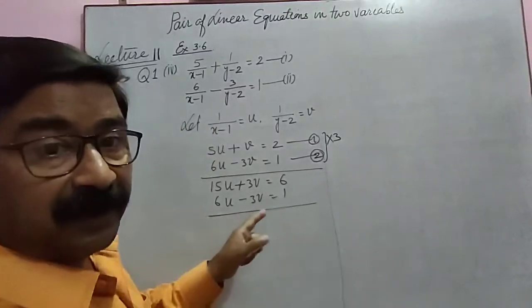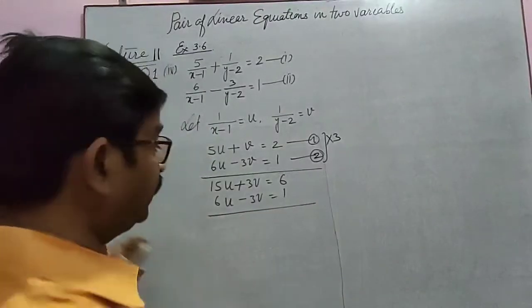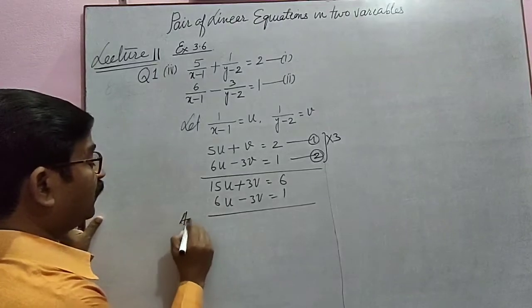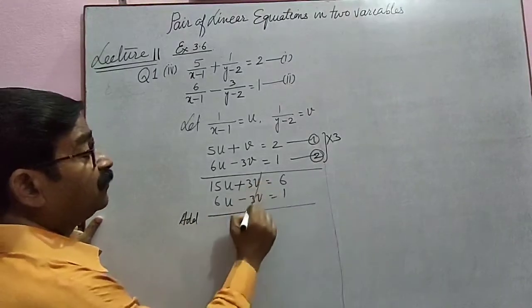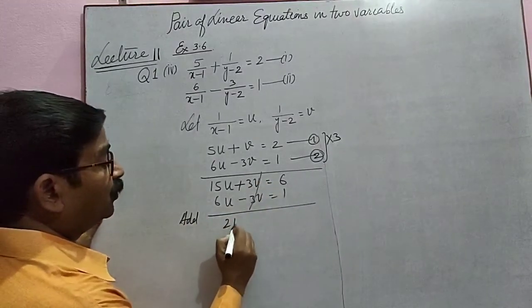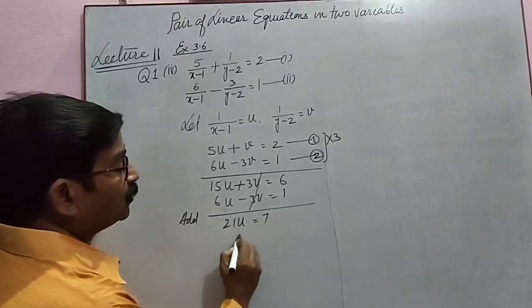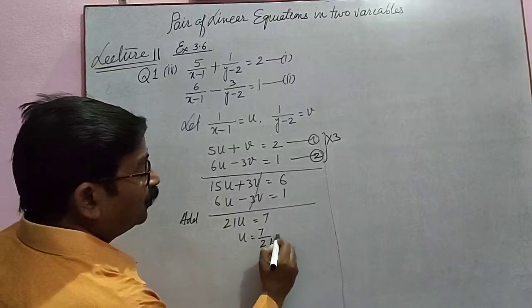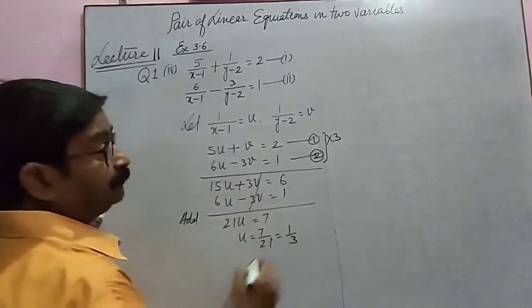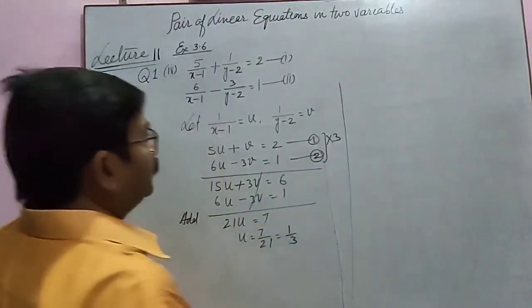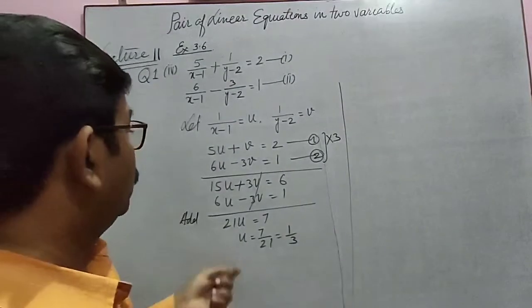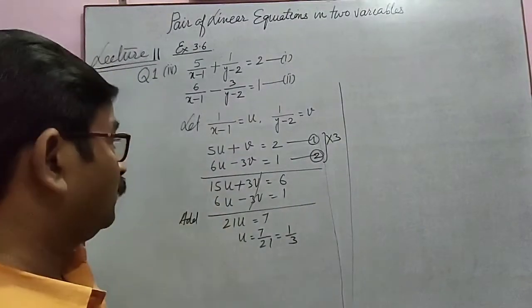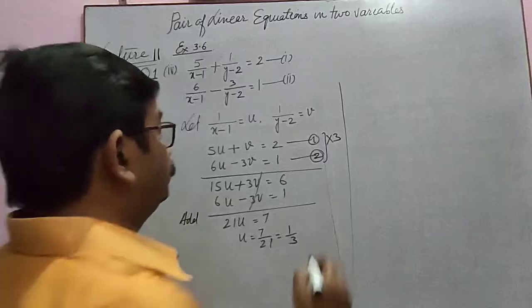Simply, 3v and 3v, negative and positive, will be cancelled by adding the two equations. So we write adding. This will go. What we have? 21u is equal to 7. So u is equal to 7 upon 21. It gives 1 upon 3. Now substitute the value of u in any of the equations. I am writing in 2.